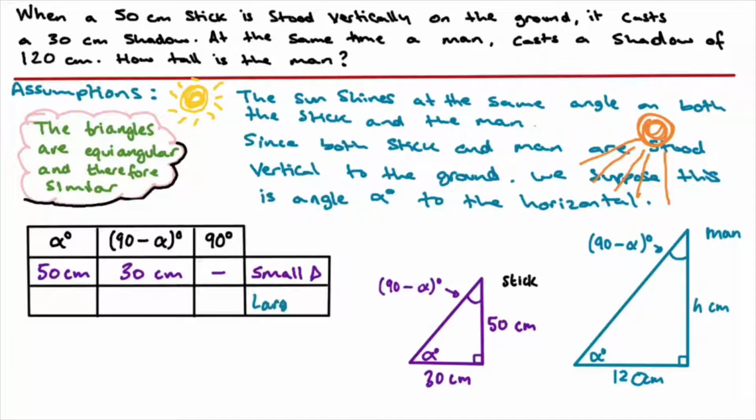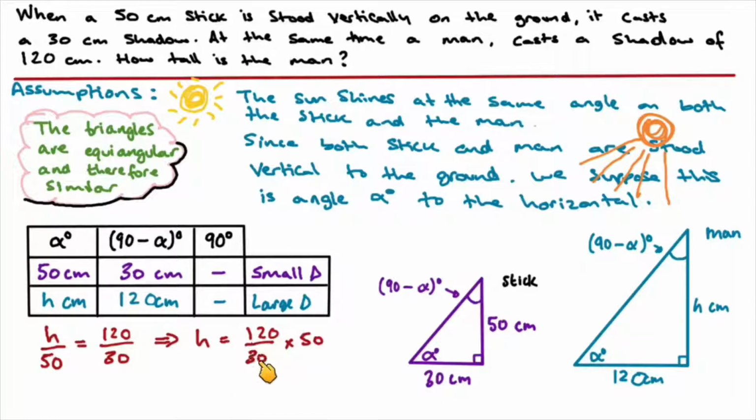Moving on to the large triangle, the length opposite alpha is h, that's my unknown. The length opposite 90 minus alpha is 120. And the length opposite my 90 degrees, I don't know what that is, so I can just ignore that. I don't need that information. Now, in order to set this up then, I'm going to make sure that my variable, my h, is the numerator. So I'm going to do h over 50 equals 120 over 30.